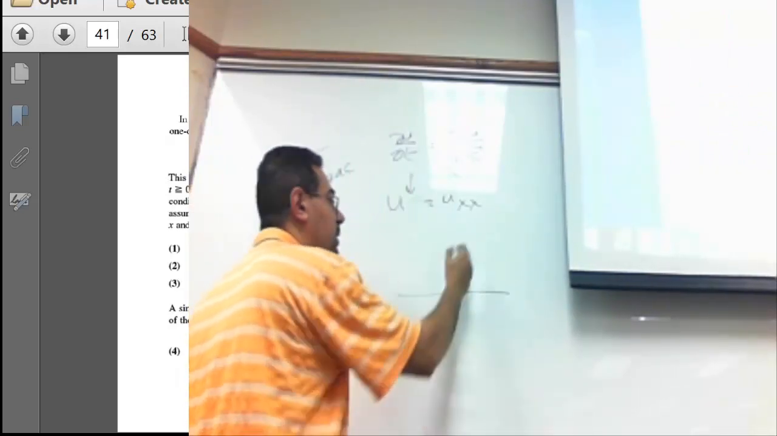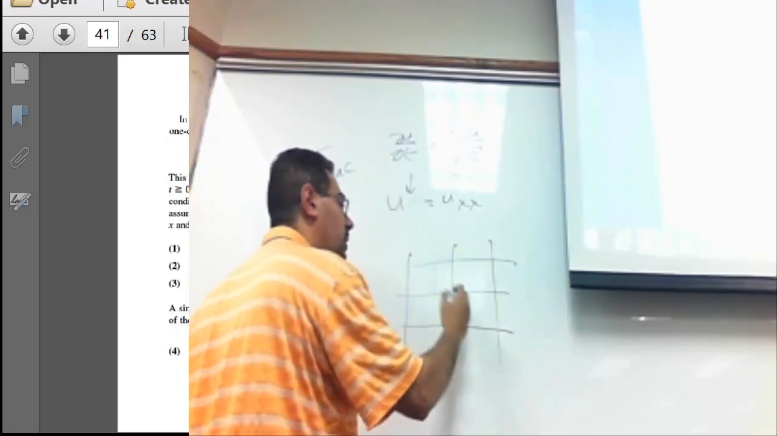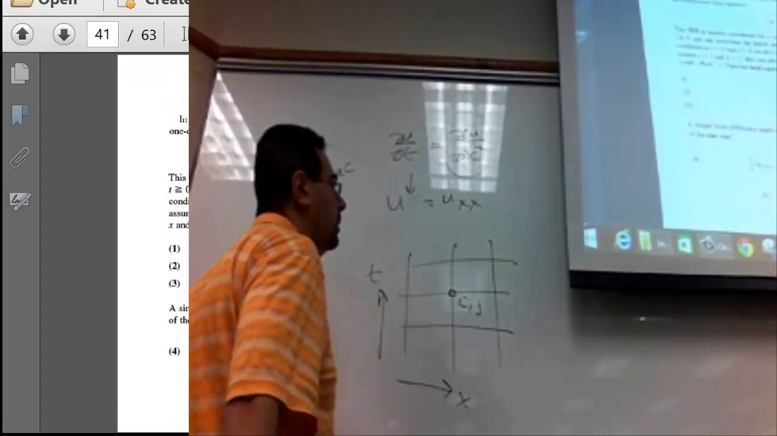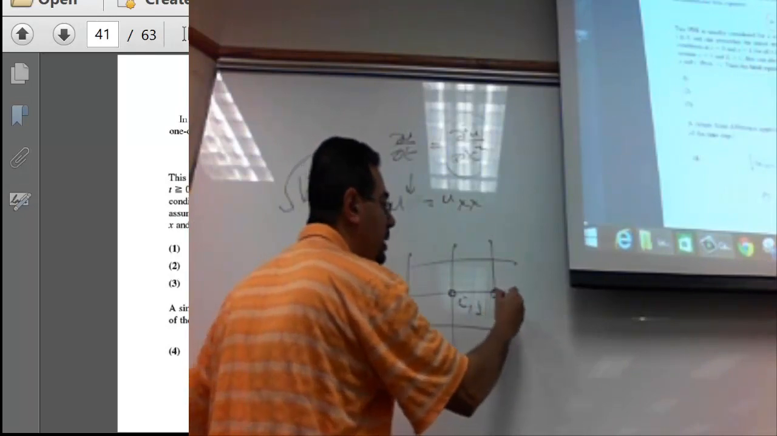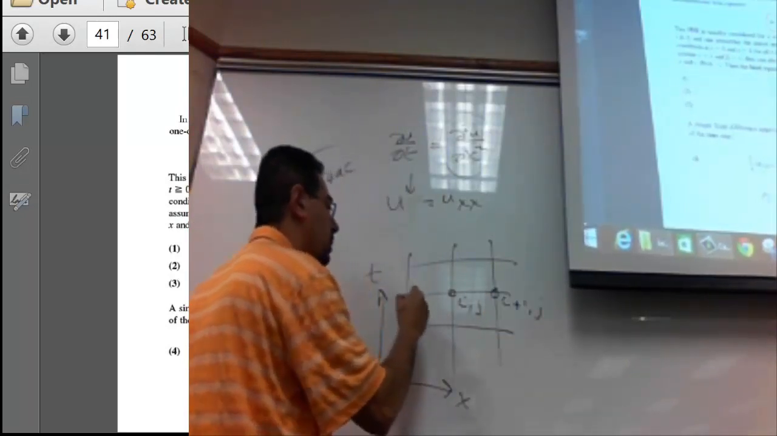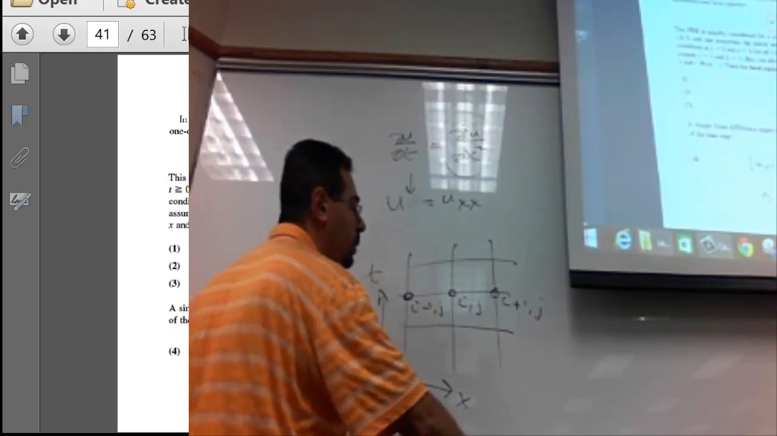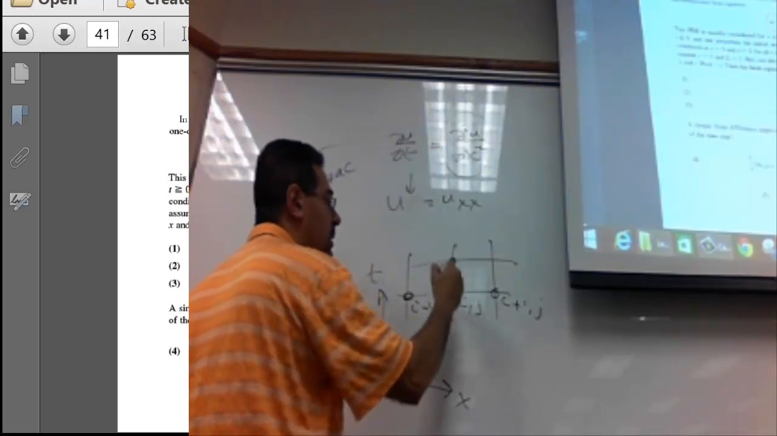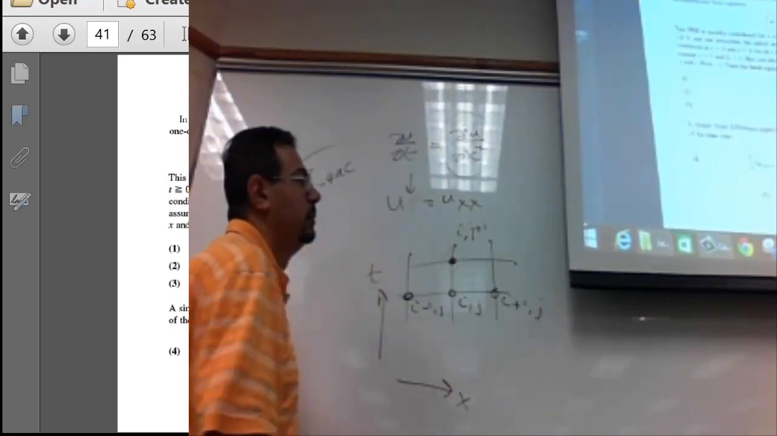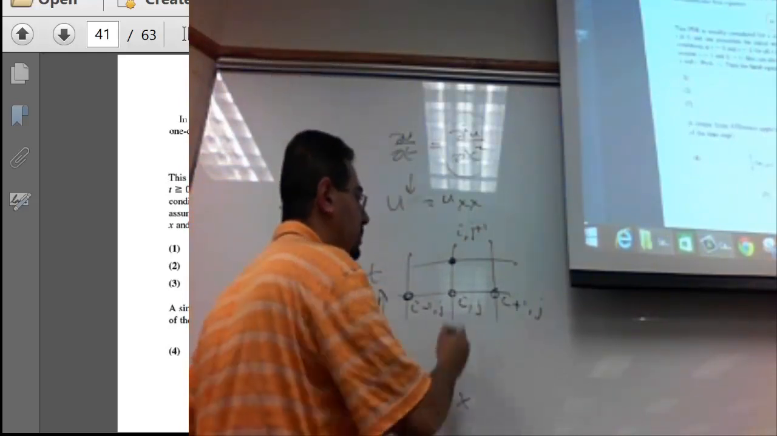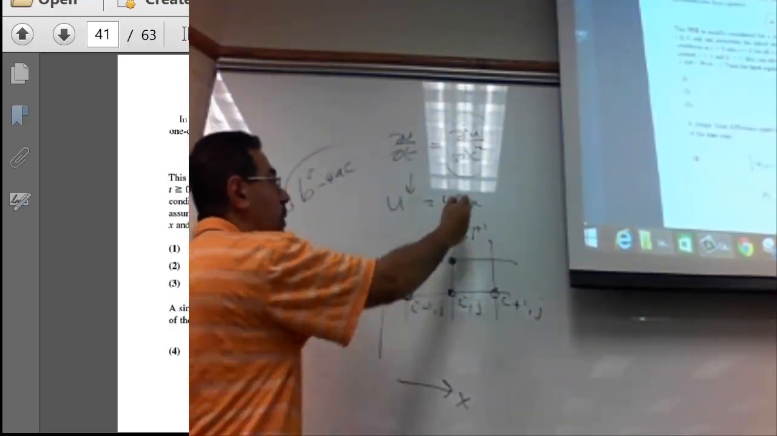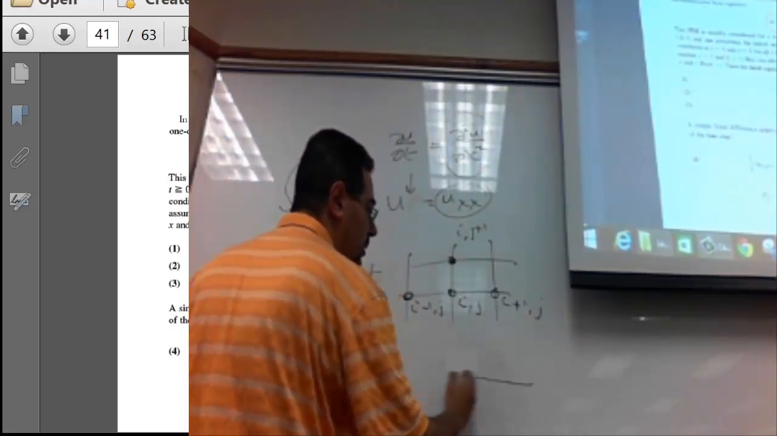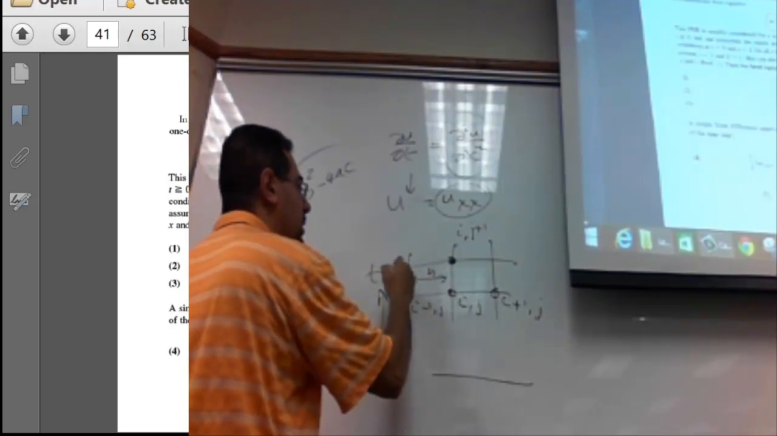At a general point, i and j, again, this is time and this is X. The point next to you is i plus 1 and j, and the point over here is i minus 1 and j. And this is i and j plus 1. And so we know how to write UXX, right? You guys know how to do this. This is h and this is k.